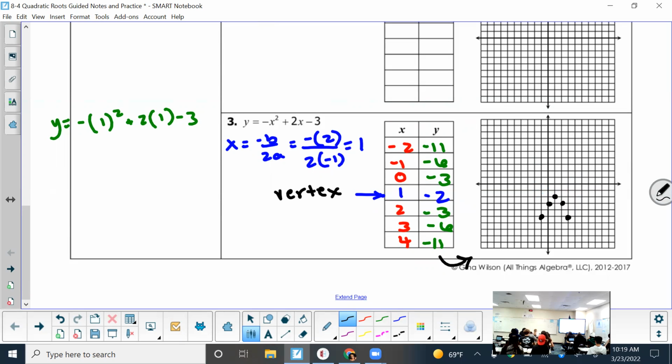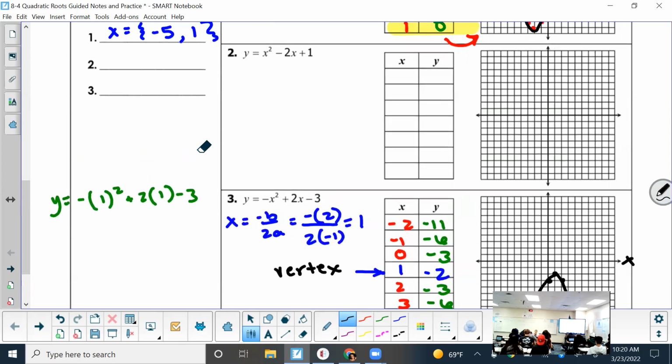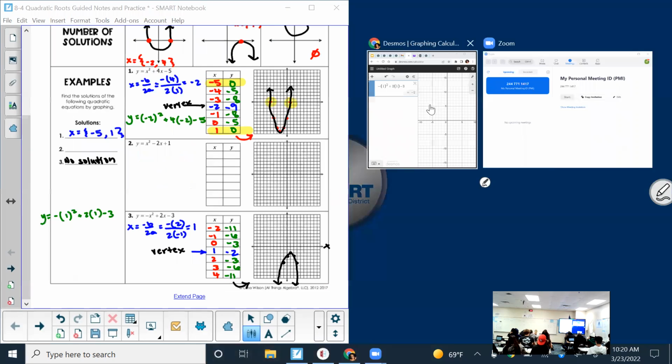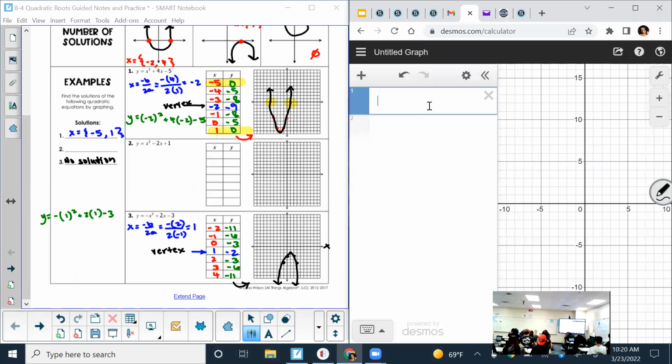Now your solutions are where the parabola touches what? The x-axis. Does this parabola touch our x-axis? So then how many solutions do we have? No solutions. All right, so number 3 would be no solution because it doesn't even touch the x-axis. Now I'll show you how we do it with Desmos super quick. That's what I would do to verify my answer, and what I would do if I didn't have to show work on my test, like the Form A.